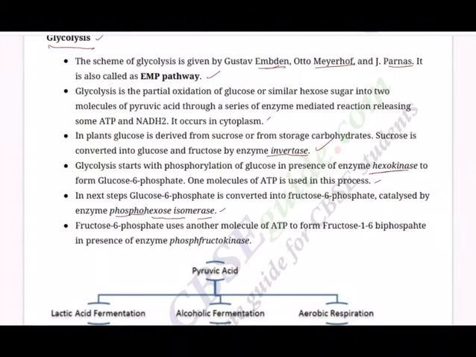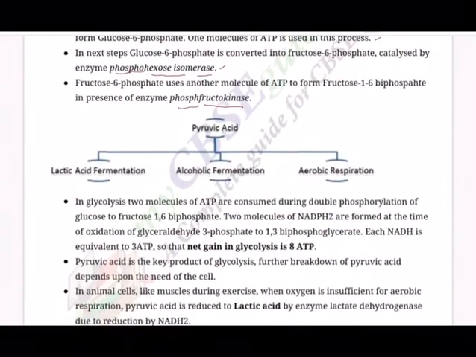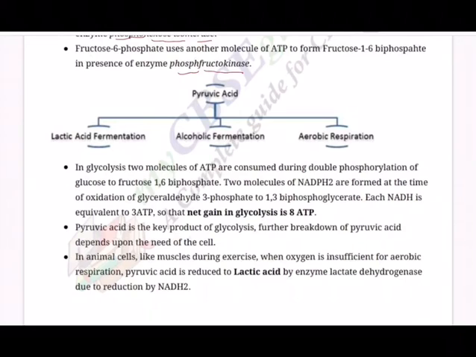phosphohexoisomerase. And fructose 6-phosphate uses another molecule of ATP to form fructose 1,6-biphosphate in the presence of the enzyme phosphofructokinase. That means in glycolysis, every step that is formed will be mediated by an enzyme. So you need to remember the enzyme names.